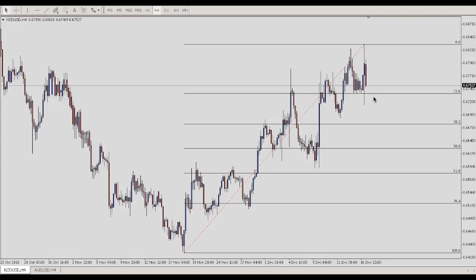And then as you can see, it's approaching the 23.6 line again, meaning the retracement could happen again. So that's basically it. You can combine trend line analysis with Fibonacci, and you can get some pretty good analysis.